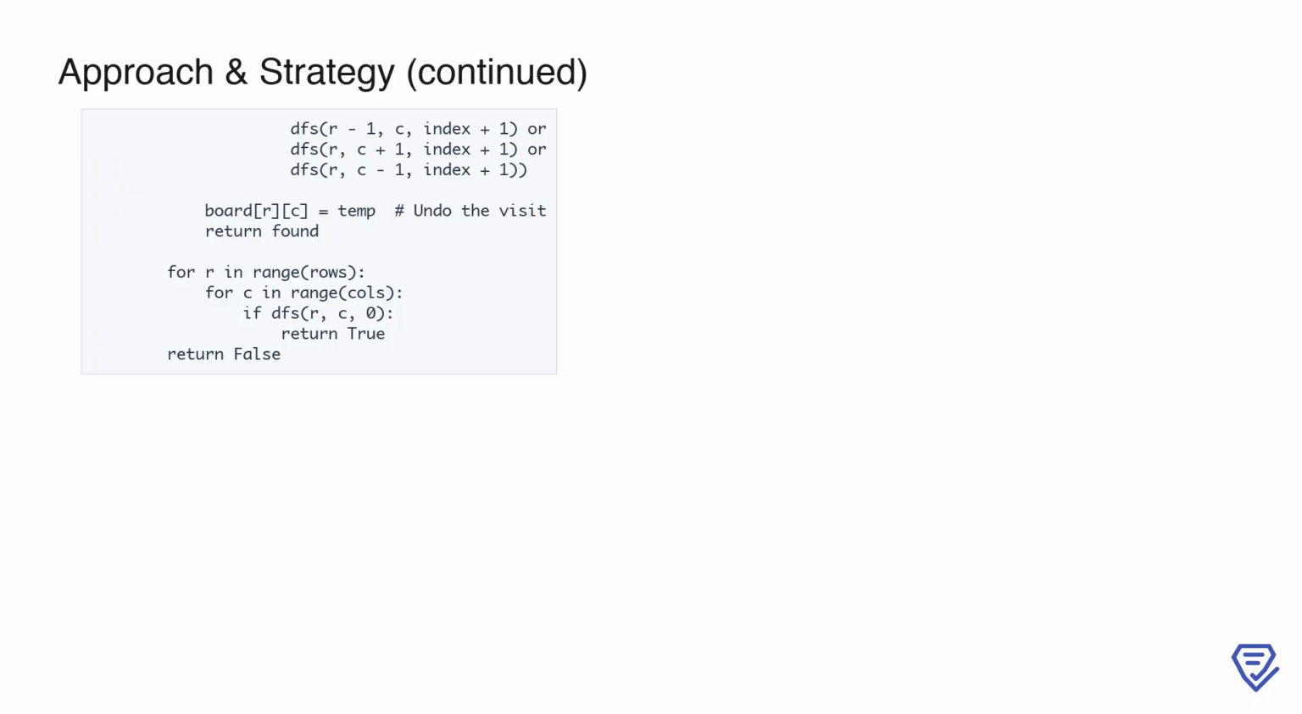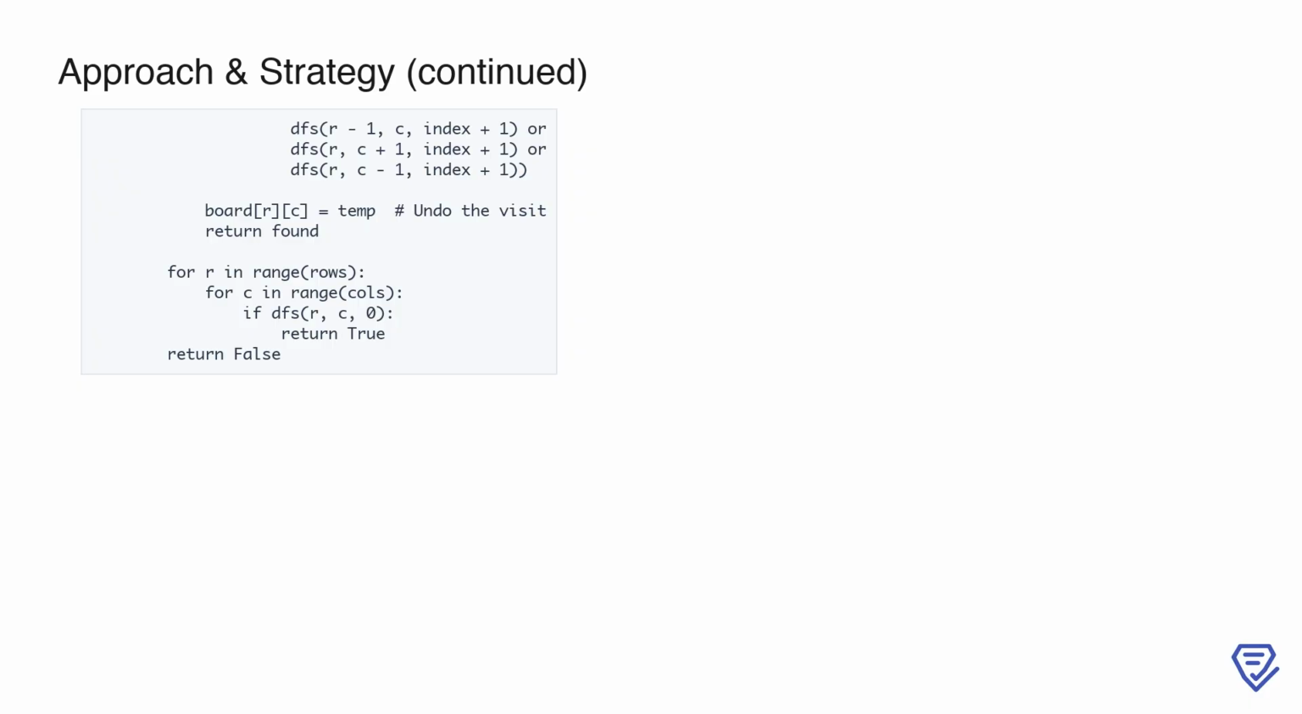When a match is found, we temporarily mark the cell as visited by modifying its value, then recursively call DFS for all four directions: down, up, right, and left. If any of these calls return true, the word exists. After exploring, we revert the cell to its original value to backtrack.